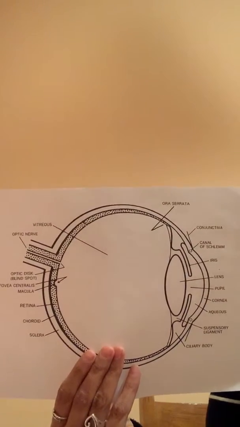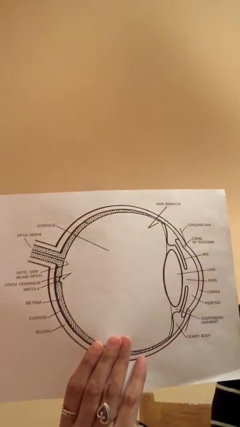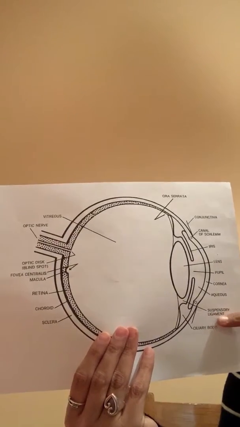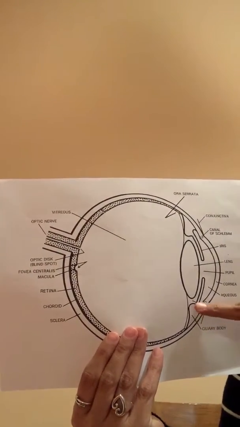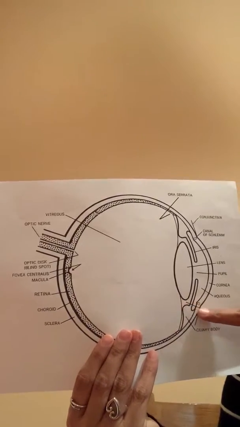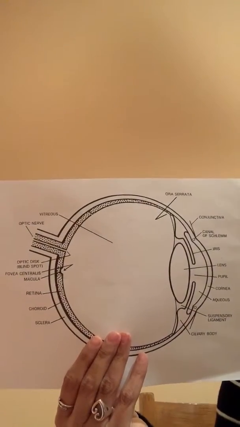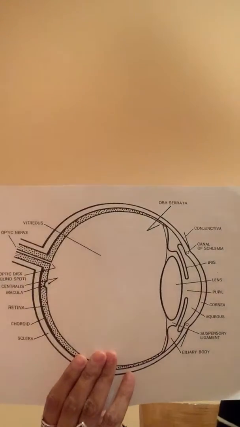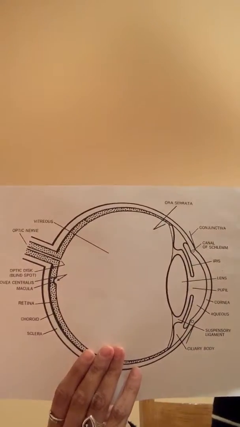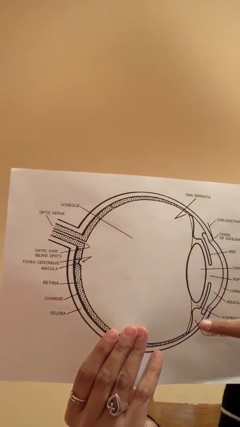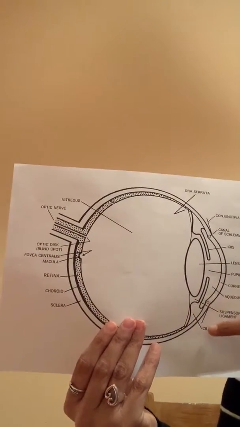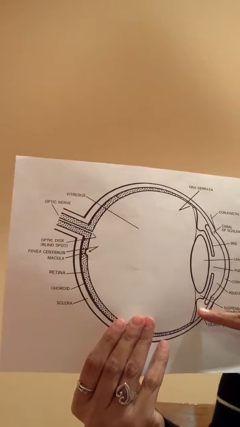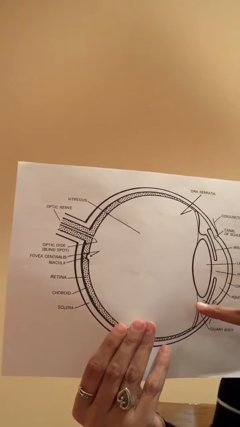Next, we have, right over here, suspensory ligaments, right here, right in there. The suspensory ligaments are the fibers that connect the ciliary muscles to the lens to hold it in place. It is right here, right between the ciliary body and the lens, right there.